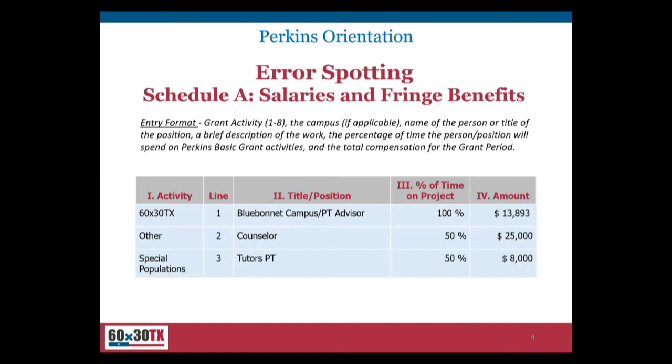So on the first line, did we provide a title as required? Yes, Bluebonnet Campus part-time advisor. Is there a description of the work done, though? So we have no idea. Is it related to CTE? No clue. The percentage of time listed tells us that 100% of this person's part-time job is dedicated to the Carl Perkins focus task. So this would be sent back because we don't know if it's for CTE or not. It just says it's a part-time advisor, and there's no description of what they're going to be doing.